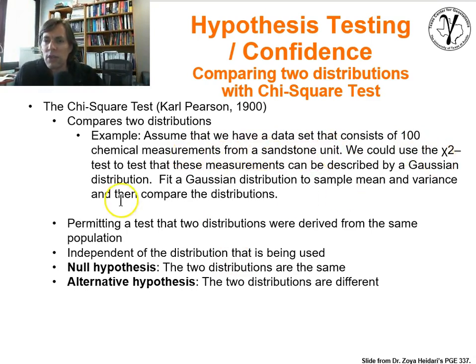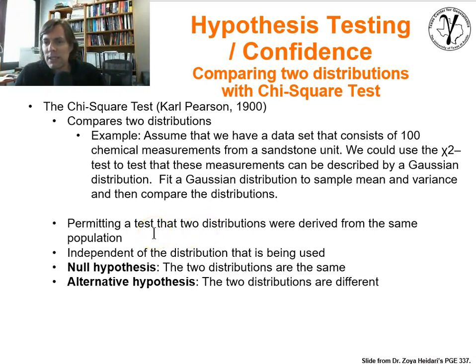We could use the chi-square test to test if these measurements can be described by a Gaussian distribution. That's pretty useful. So we fit a Gaussian distribution to the sample data mean and variance, and then we compare the two distributions, the original distribution against the one that we fit. How would we fit? Well, that's pretty easy. You calculate the mean and the standard deviation. You now have a complete distribution, and now we're just comparing our data-derived, non-parametric distribution to a parametric distribution.